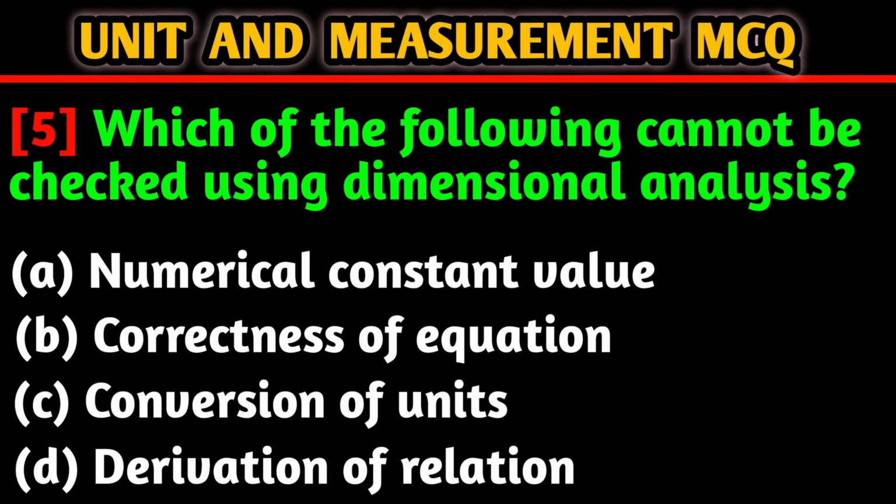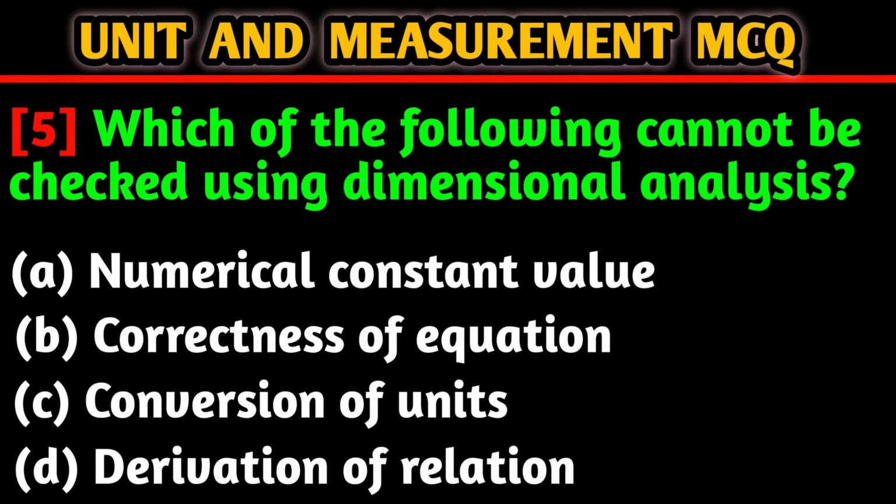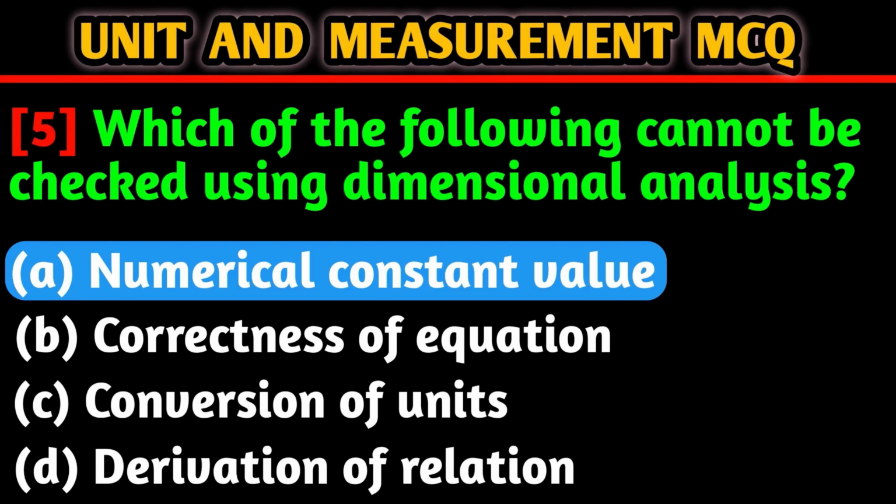Question number 5. Which of the following cannot be checked using dimensional analysis? Option A, numerical constant value. Option B, correctness of equation. Option C, conversion of units. Option D, derivation of relation. And the right answer is option A, numerical constant value.